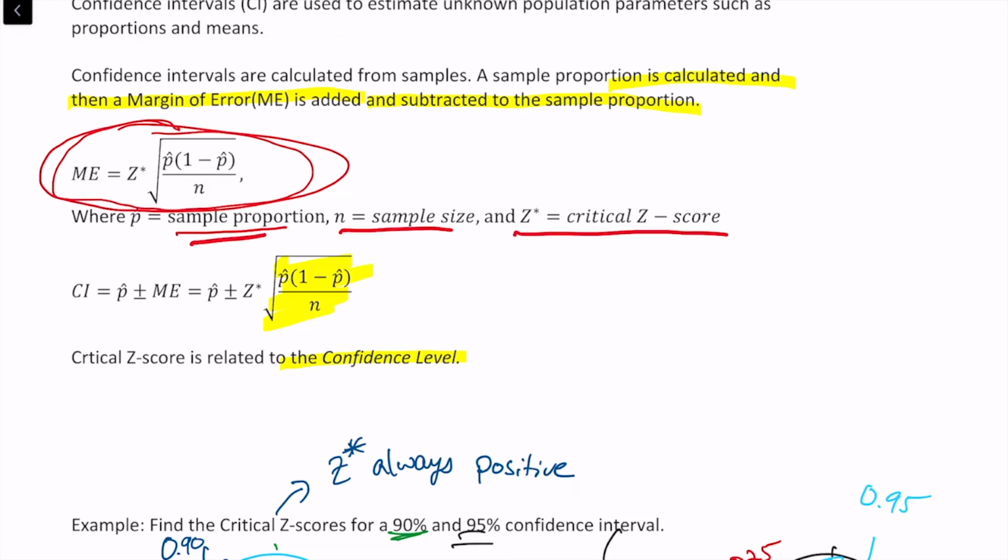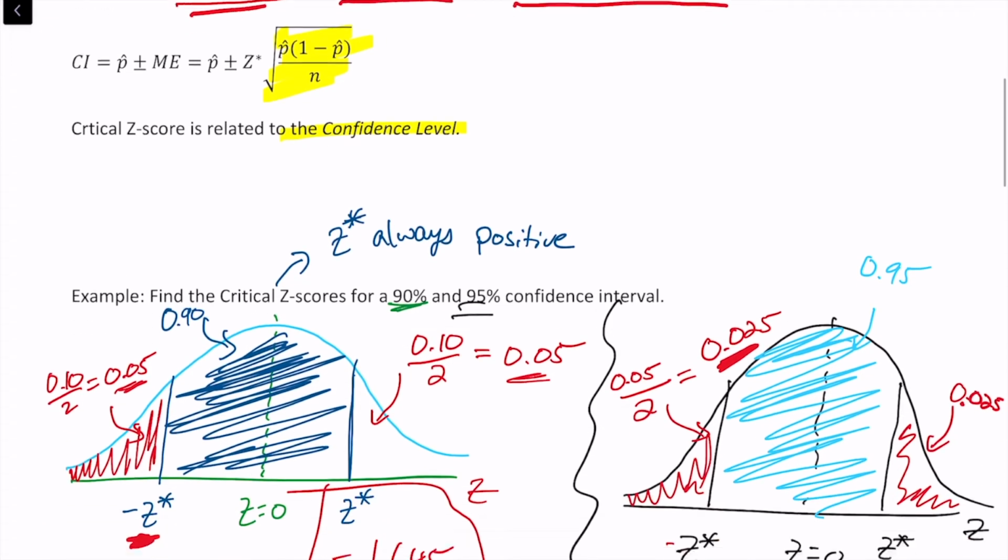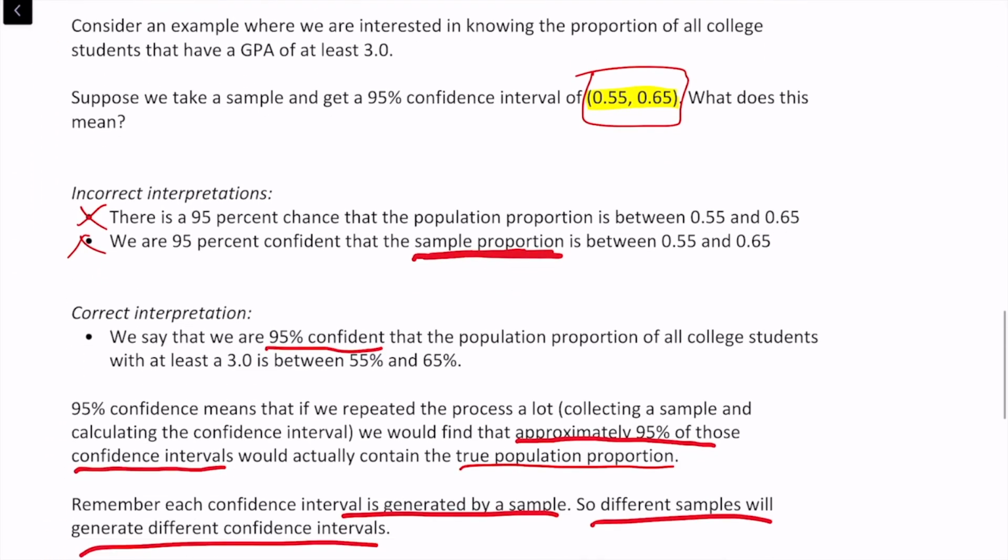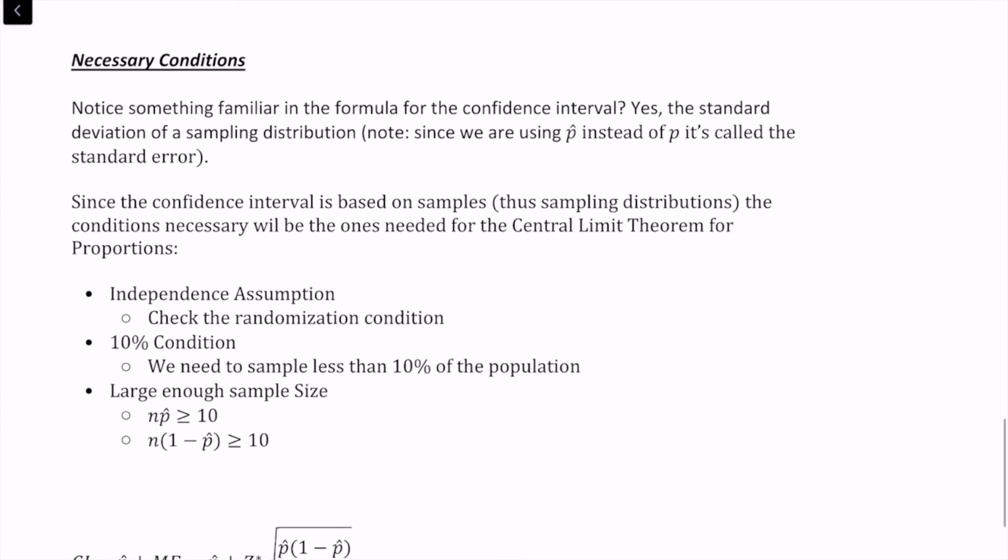It should look familiar because that came from the central limit theorem for proportions, right? And so that's what I want to make note of here. Notice something familiar in the formula for the confidence interval. Yes, the standard deviation of a sampling distribution, aka from the central limit theorem. However, in the central limit theorem standard deviation, we use p's in the formula. It was the square root of p times 1 minus p over n. Well, since we're using sample proportion, the p hat, we call it the standard error. So I just want to give you a little bit of terminology here. Because we're not using p and we're using p hat, we call it the standard error.